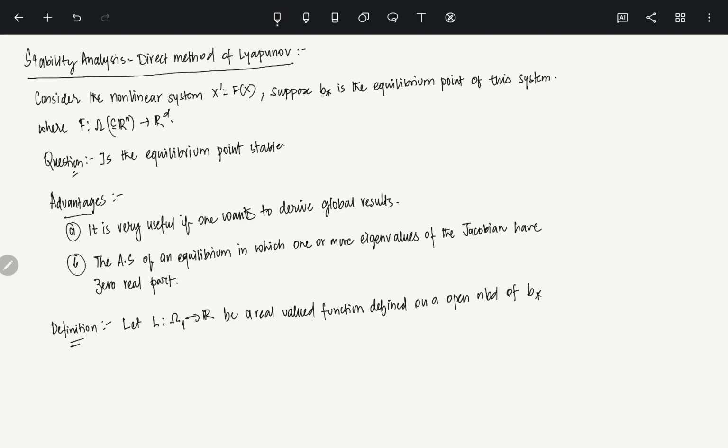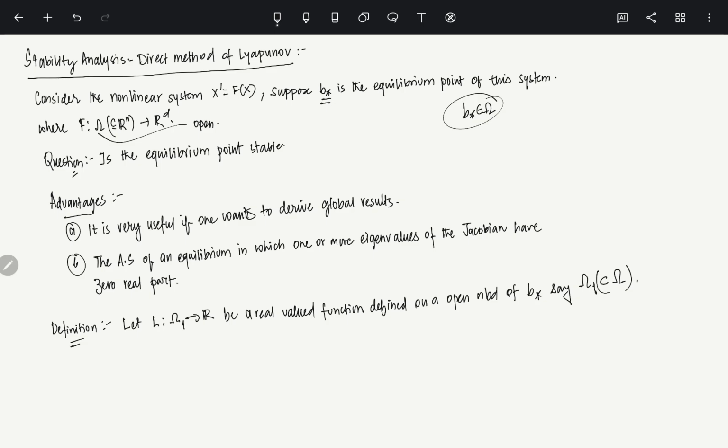B star is the equilibrium point. If you remember, B star is the equilibrium, that is what we are assuming. This neighborhood we are calling omega 1, which is contained in omega. So you understand what I'm trying to say. Of course, B star is contained in omega, because otherwise f of B star is not defined, right? Now, we will assume that omega is open.